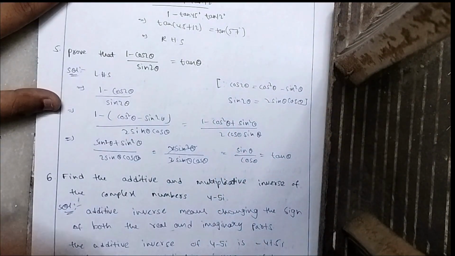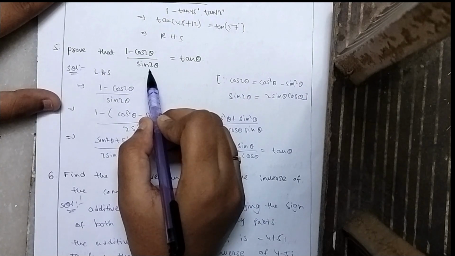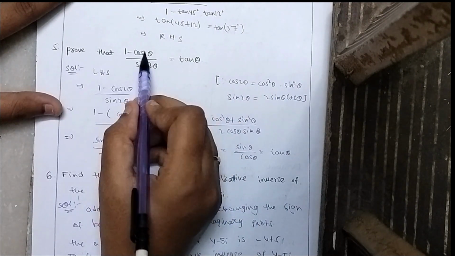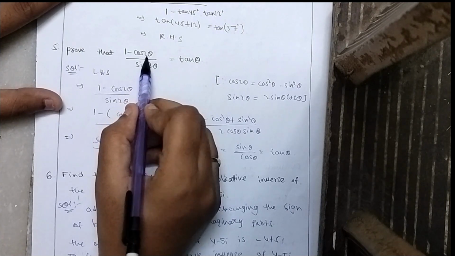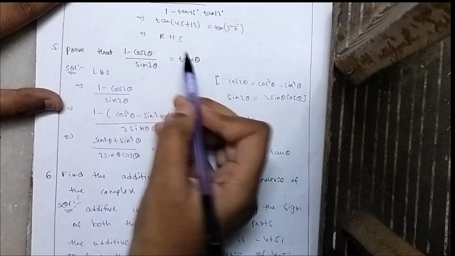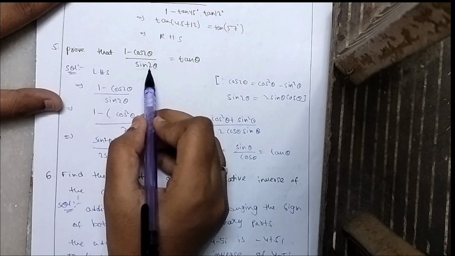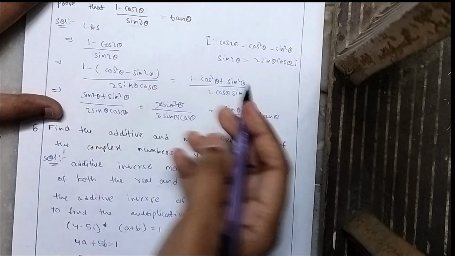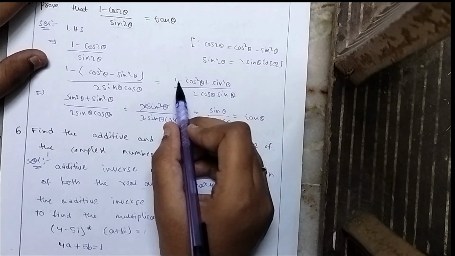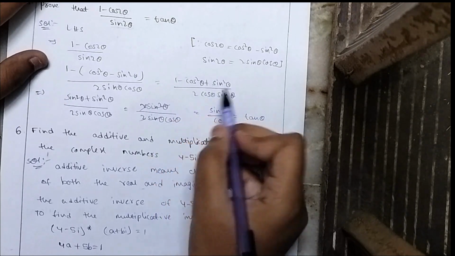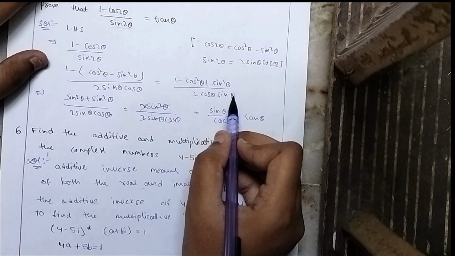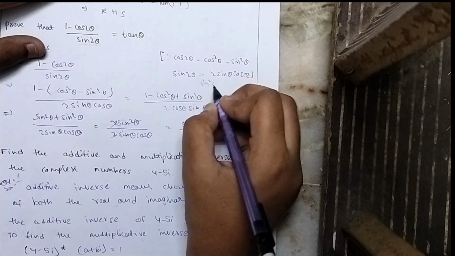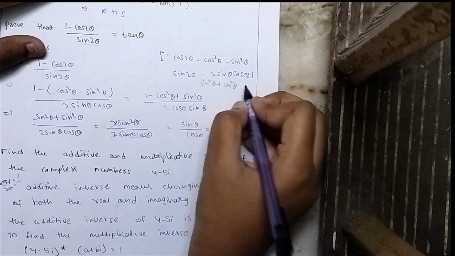Prove that (1 minus cos 2 theta) by sin 2 theta equals tan theta. Taking the LHS, we know the formula of cos 2 theta equals cos square theta minus sin square theta, and sin 2 theta is 2 sin theta cos theta. Substituting these two formulas in the LHS, we get (1 minus cos square theta plus sin square theta) by 2 cos theta into sin theta. You know that sin square theta plus cos square theta equals 1.